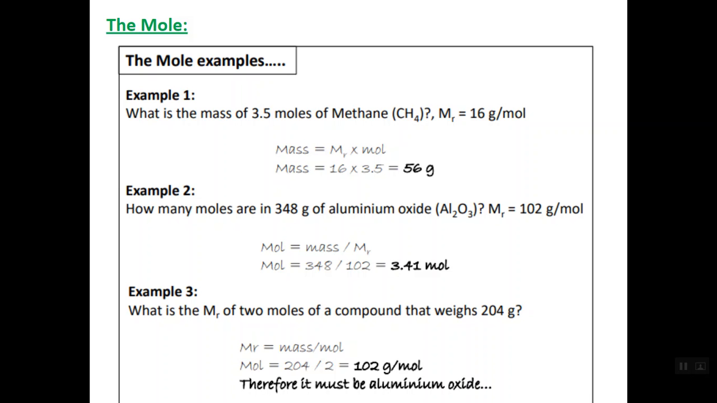Lastly, what is the MR of 2 moles of a compound that weighs 204 grams? So first off, we need to do the MR. We can get the equation. Then we can take a step back and say, right, what if we got the mass? We'll have it's 204 grams. We've got the moles there. It's 2 moles. If we divide 204 by 2, we get 102 grams per mole. Now, if you were paying attention, it's got to be aluminium oxide because the MR of aluminium oxide is 102.